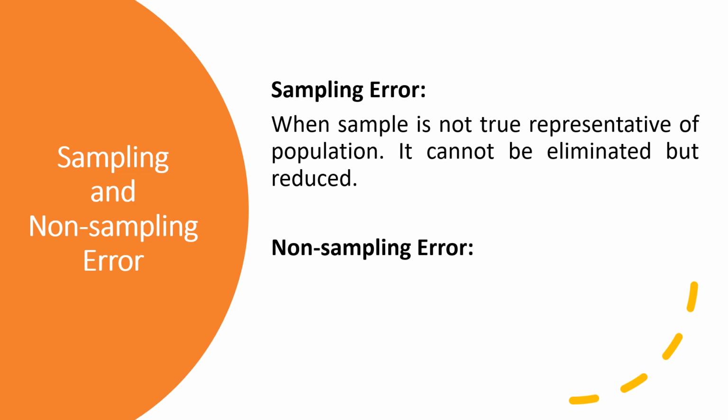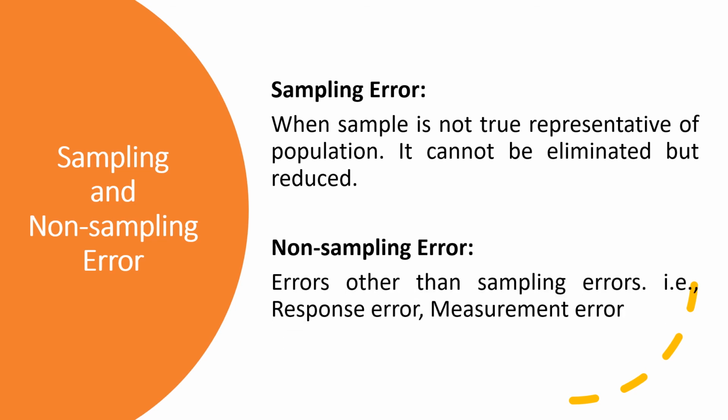Next is non-sampling error. Non-sampling errors are those errors which are other than sampling error, like response error. The researcher gets the response from the collected sample. If the sample is not giving accurate responses, if a few members are not giving accurate, true or honest responses, then it can be response error, or there can be any kind of measurement error. If the researcher commits some mistake while doing data analysis or using statistical techniques, then that error comes under non-sampling error.